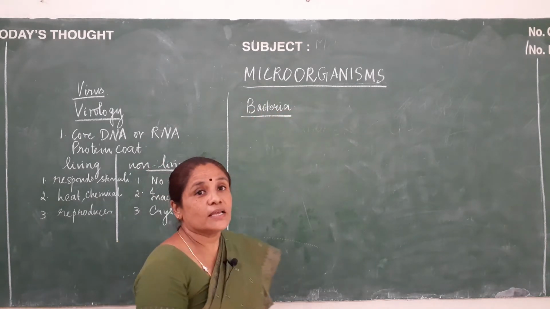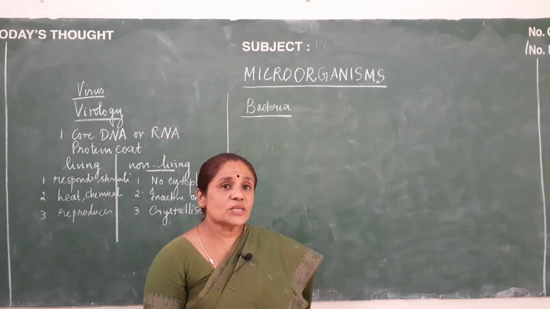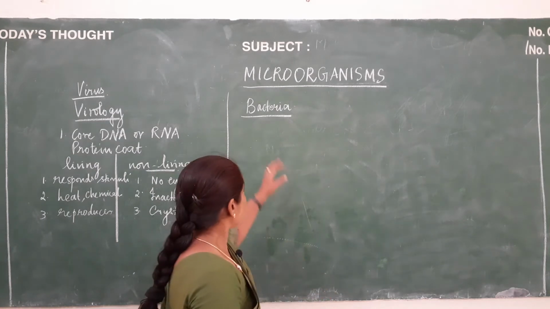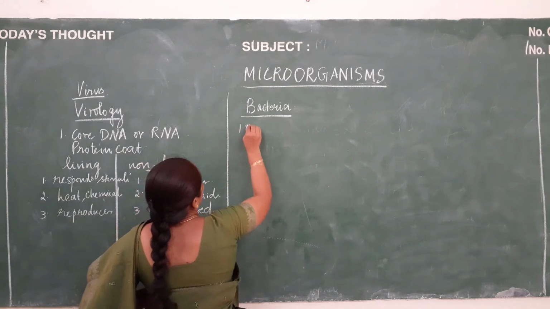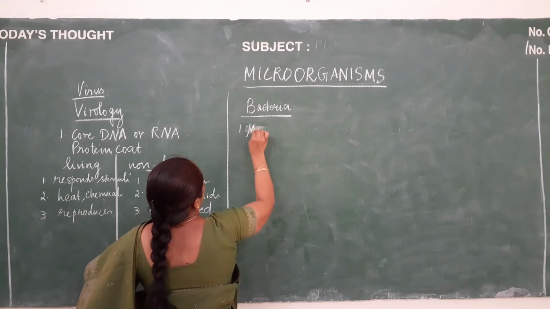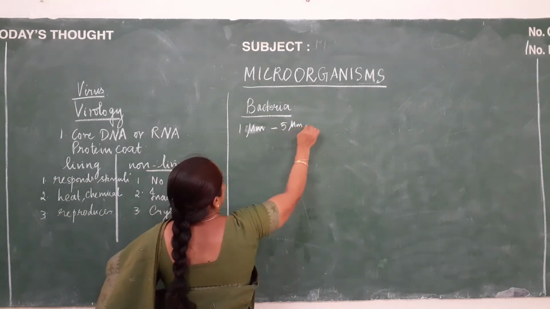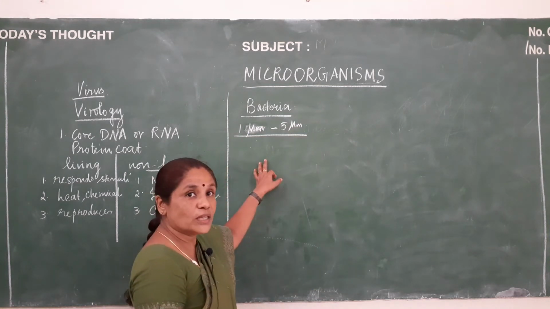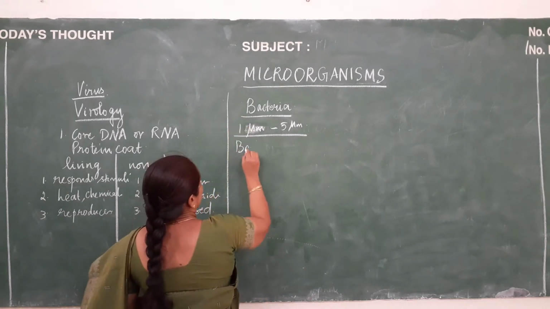Yes, bacteria is unicellular. That means it is single celled. And a very characteristic feature is, it doesn't have any nucleus. And these bacteria are also very small. That means 1 micrometer, or you can also represent it by μm, 1 micrometer to 5 micrometer. This will be the size of the bacteria. Now you can guess how small the bacteria is, and the study of bacteria is called bacteriology.